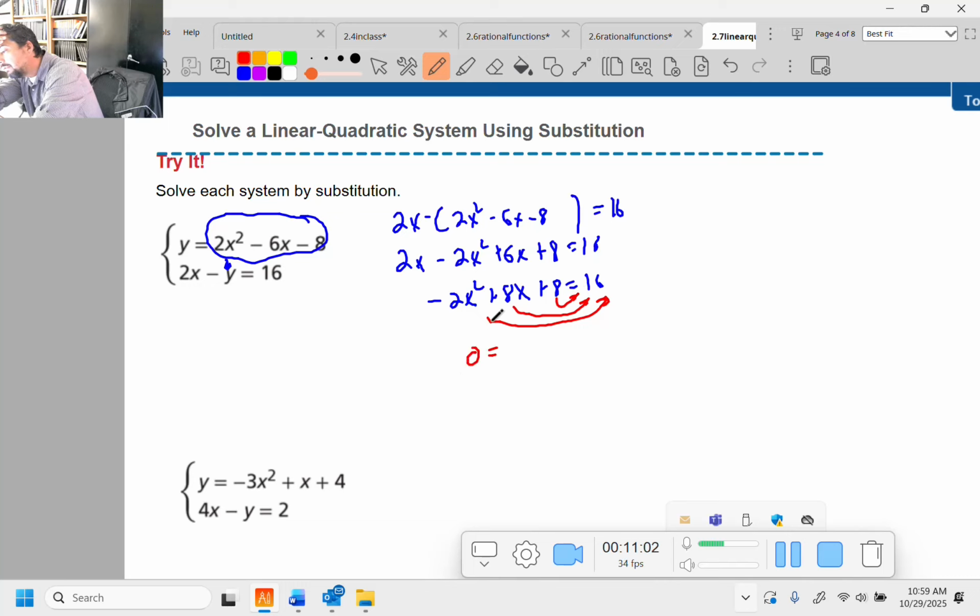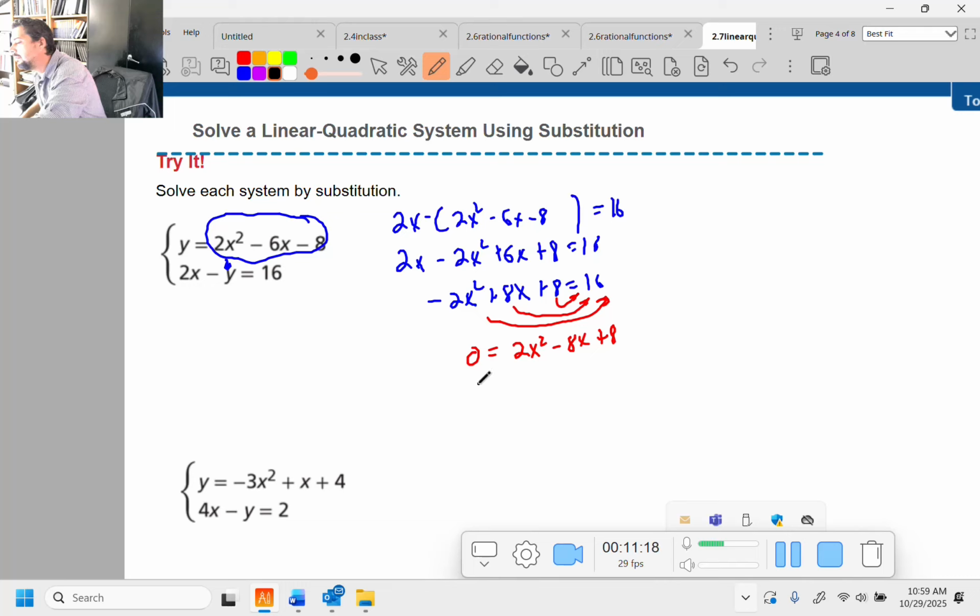I'll put the 0 on the left-hand side. That's going to make 2x squared positive. 8x is going to be negative, and 16 minus 8 is going to be, I believe, 8. And I'm going to just keep trying to factor. I'm going to keep trying to factor.